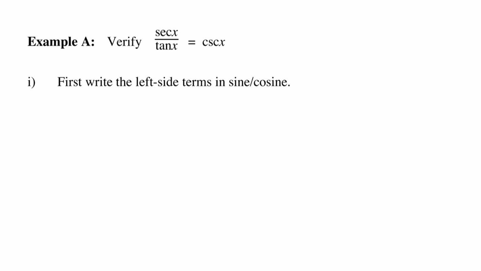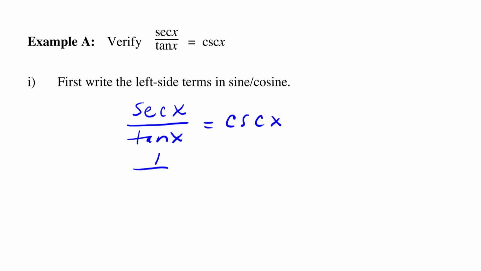So let's go ahead and practice verifying these identities. We'll start with secant x over tangent x equals cosecant x. Now let's convert everything to sine and cosine on the left side only. Secant is, of course, 1 over cosine, and tangent is sine over cosine.